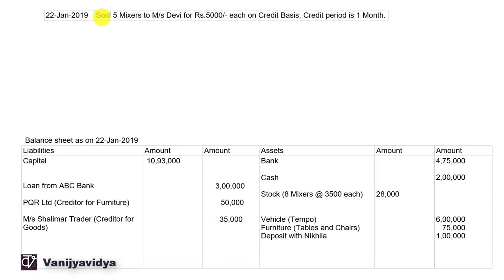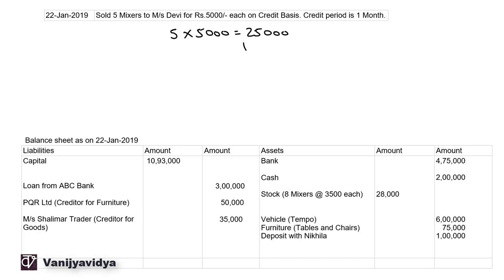22nd Jan 2019. Sold 5 mixers to Messrs. Devi for rupees 5,000 each on credit basis. Credit period is 1 month. So now these 5 mixers are sold for rupees 5,000 each. So amount is 25,000 on credit basis. And credit period is 1 month. That is Messrs. Devi will pay us after 1 month.